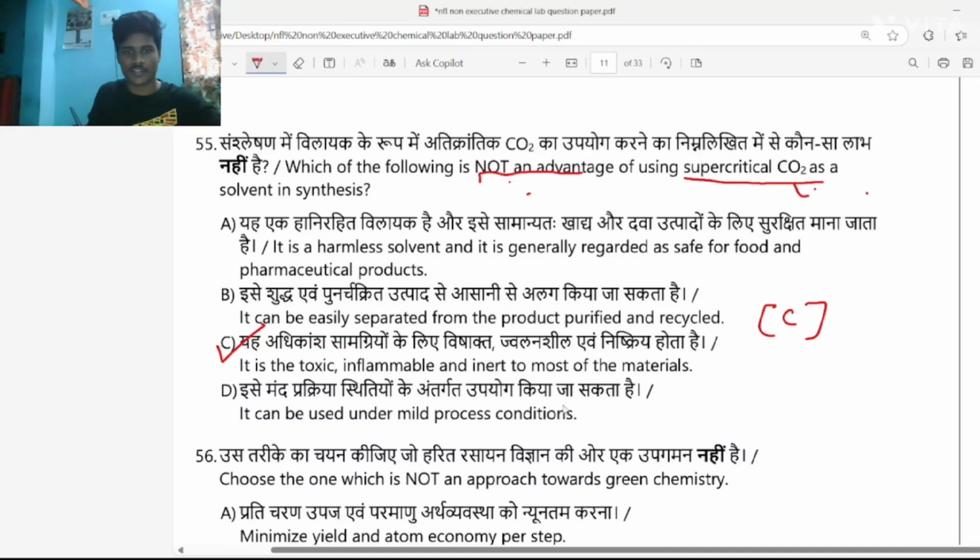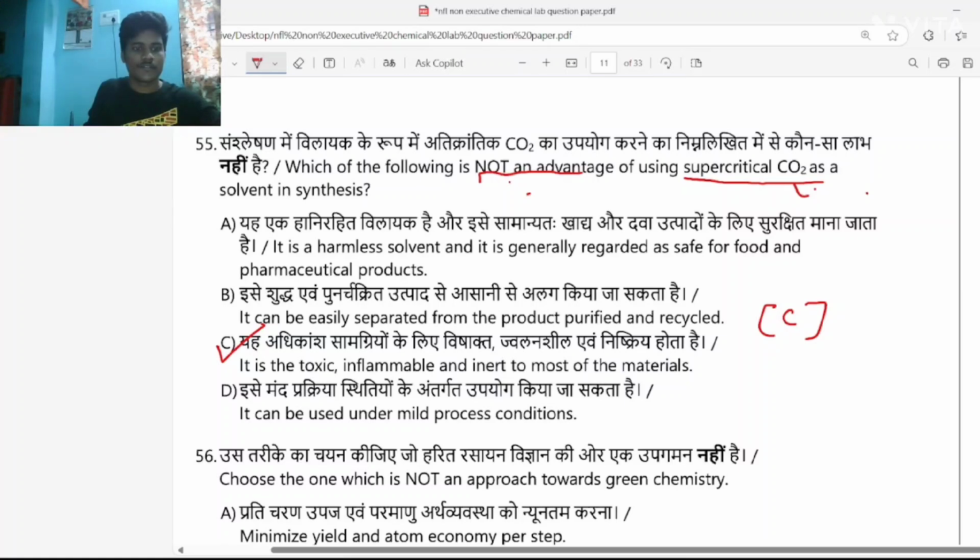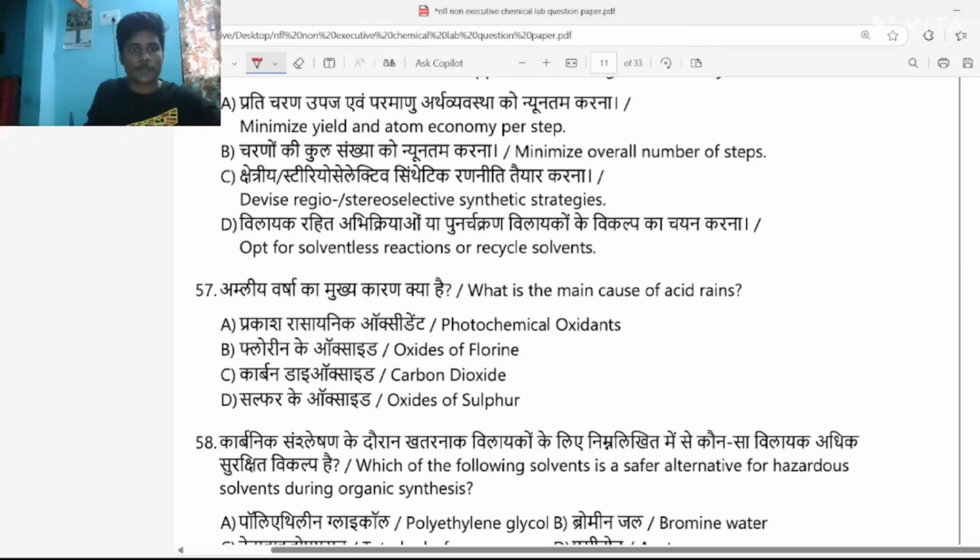Next, 56: choose the one which is not an appropriate approach towards green chemistry. This is the second question from green chemistry. Let us see the option which is not an approach. Minimize the yield and atom economy per step. Minimize the yield? No. For green chemistry we have to maximize the yield.